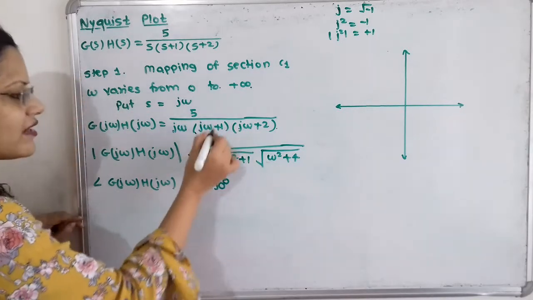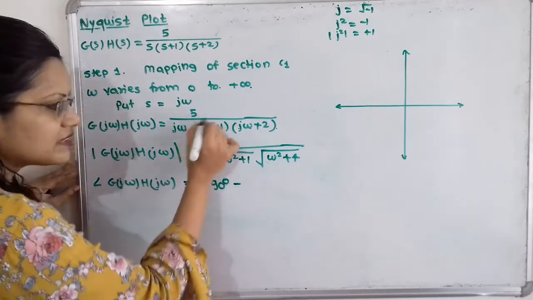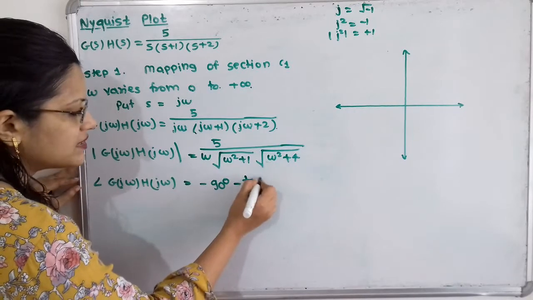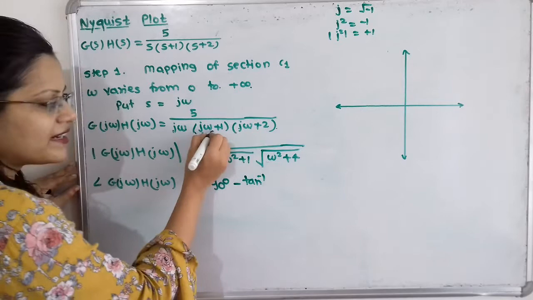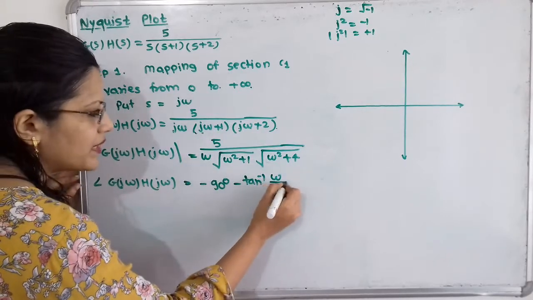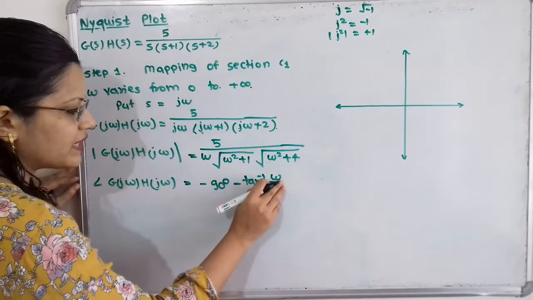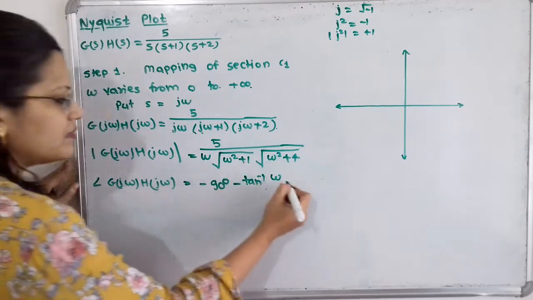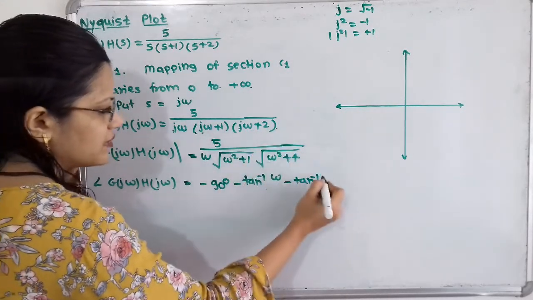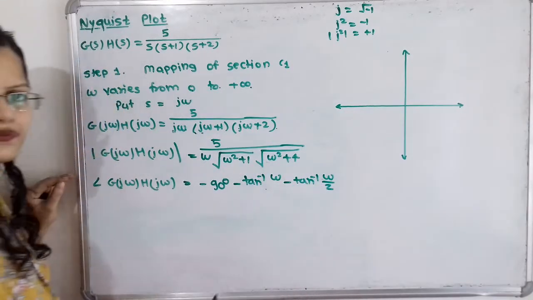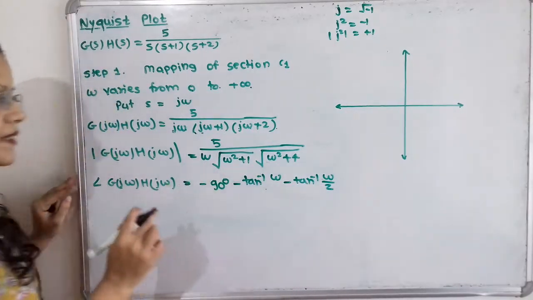Now for this second term, I will write again, it is in the denominator, so I will take minus tan inverse of imaginary part by real part. So imaginary part is j omega, so I will write omega divided by 1. So simply we can take here omega. Then for the third part, minus tan inverse of imaginary by real, that is omega by 2. So this is getting completed.